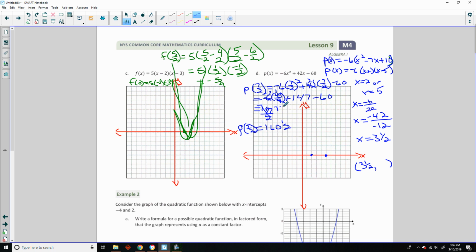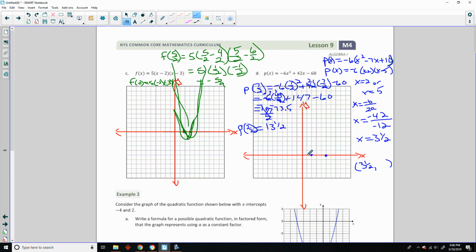It is 73.5, and it's negative. So negative 73.5 plus 147 minus 60 is what it should have been. And I come up with not that big, huge number of 160.5. That made no sense to me. That's why I checked my work. And the answer is 13.5.